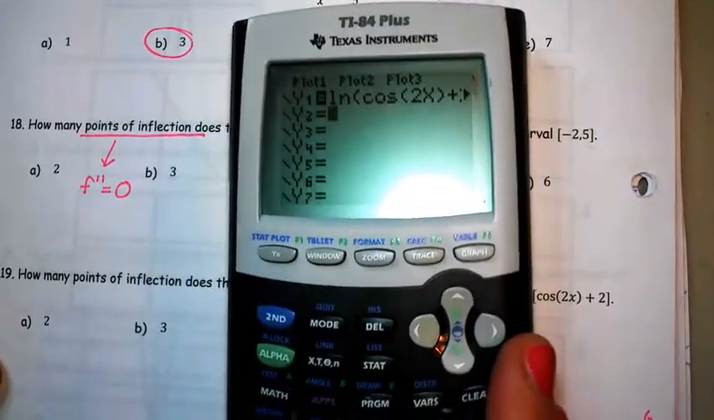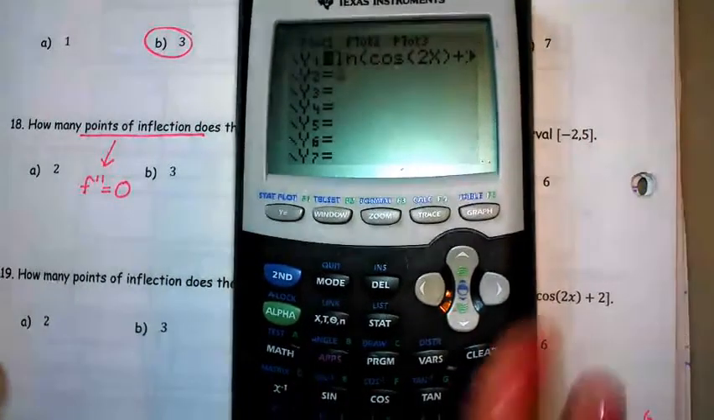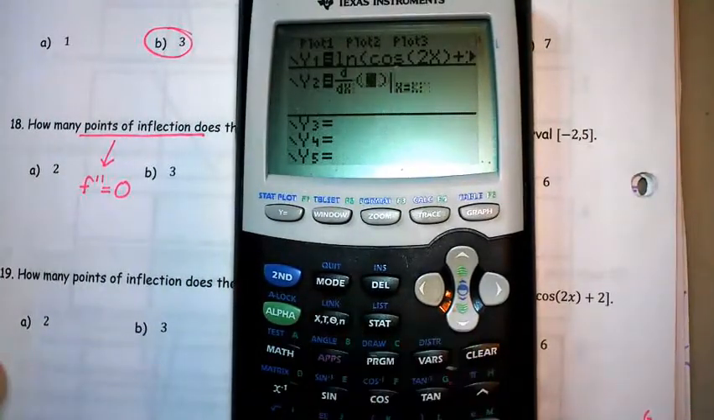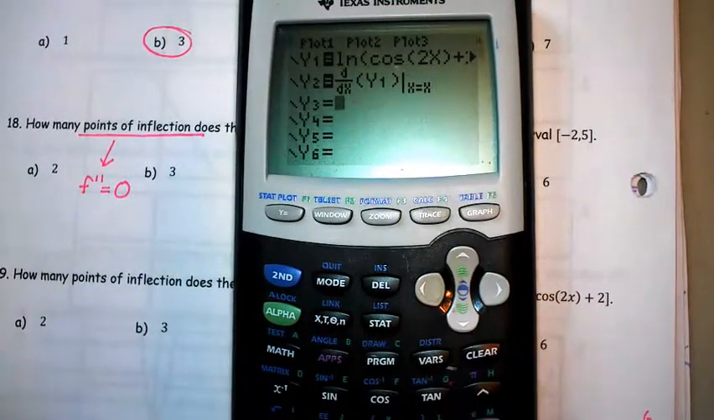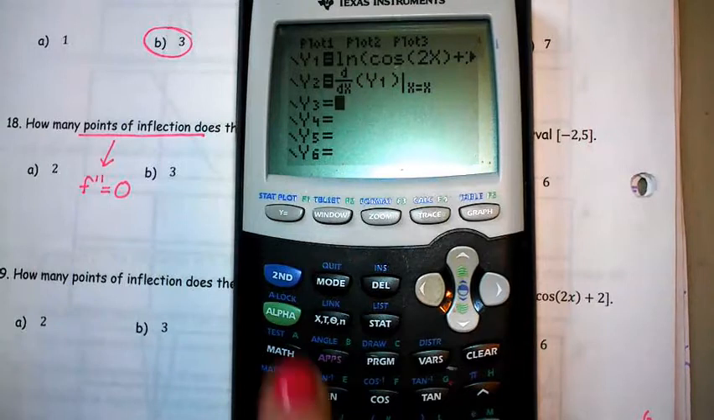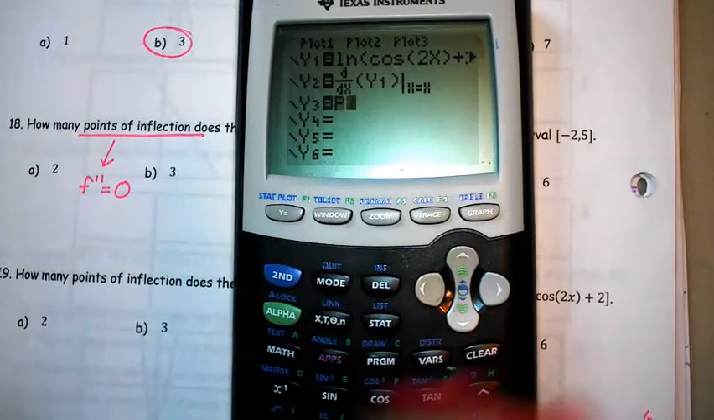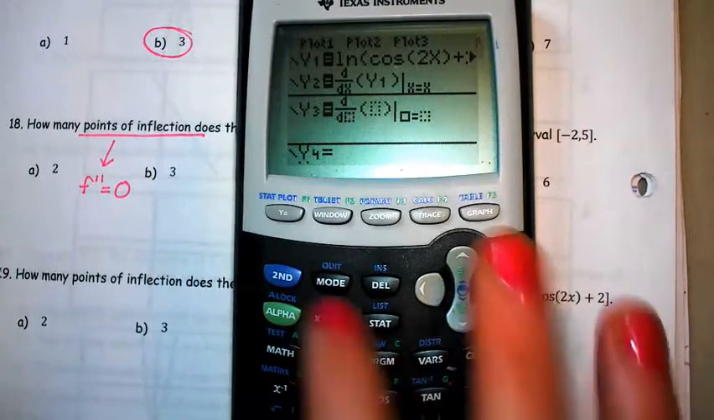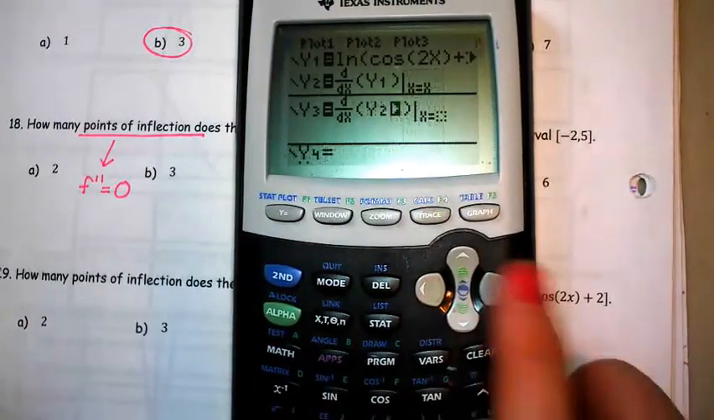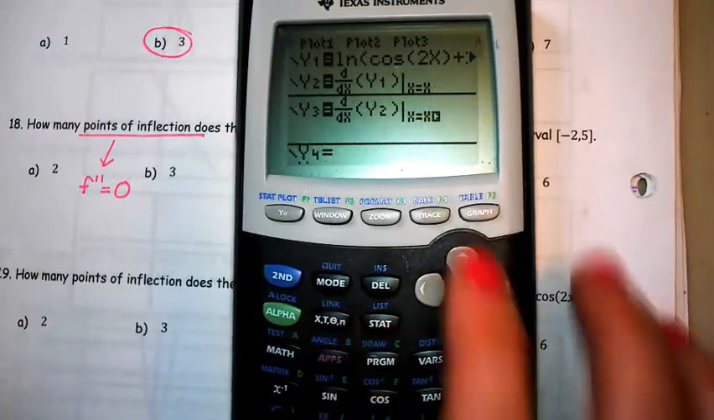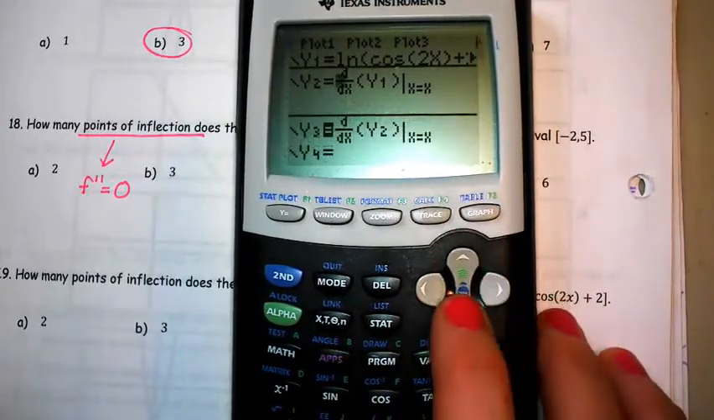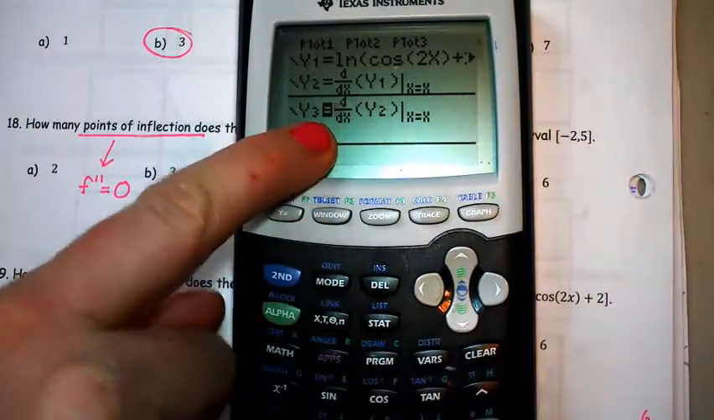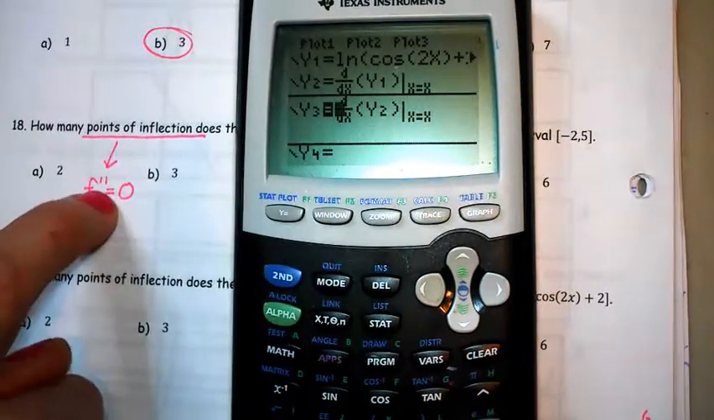I need to get my second derivative, so I am going to do math 8 again: d/dx, Y1, x equals x. Same direction, same steps as I did on the very first problem. Math 8, d/dx, this time of Y2 at x equals x. Just like in our very first problem, we're going to turn off the first two graphs, so the only equal sign that should be highlighted is Y3, which is the second derivative.